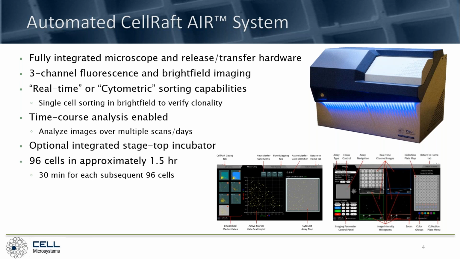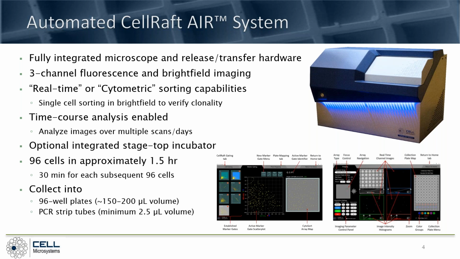time. We can isolate 96 cells in about an hour and a half, and that includes the initial full array scan where we obtain images from the entire CytoSort array. It also includes the time that it takes to set up your imaging parameters and map your plate and isolate the 96 cells. So for each subsequent 96 cells, we can isolate that in about 30 minutes. And right now we can collect into either 96-well plates or PCR strip tubes in as little as 2.5 microliters for the PCR strip tube.